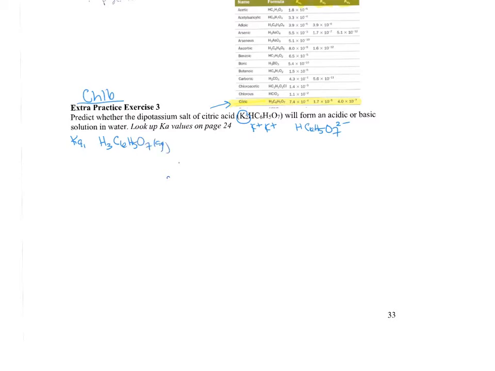A Ka reaction, you always react it with water. And we have our acid and base. Acids are proton donors. So we form H2C6H5O7 minus and hydronium. And we're told that Ka1 is 7.4 times 10 to the negative 4th.